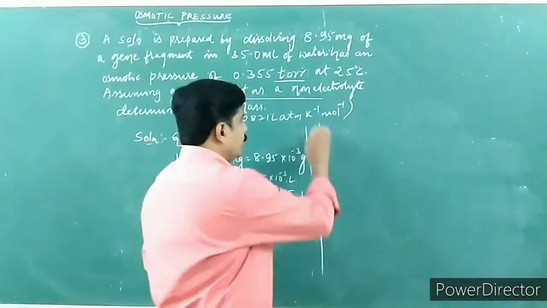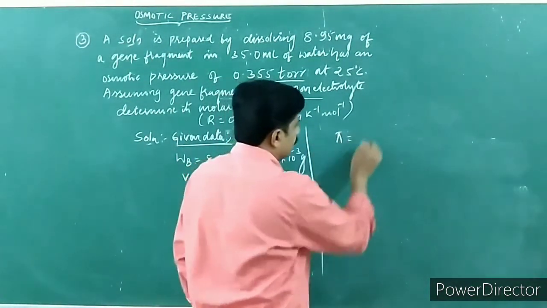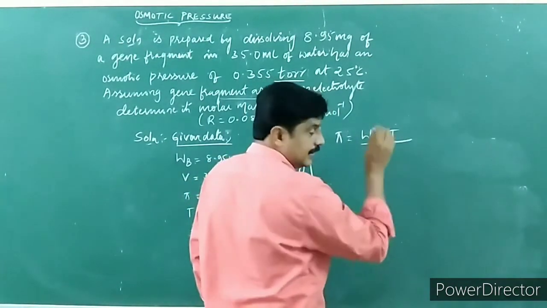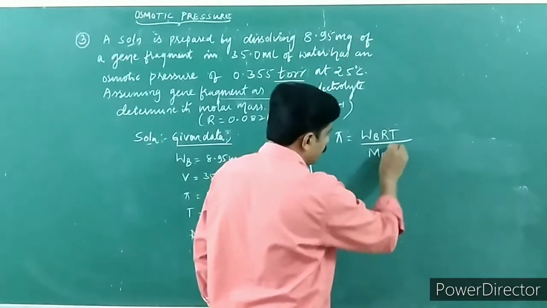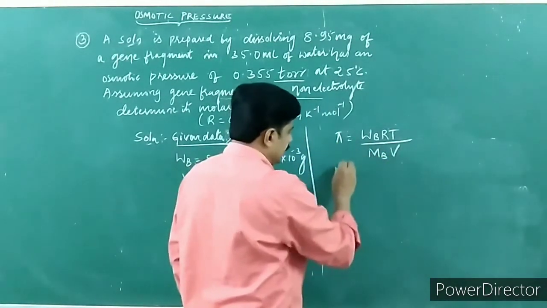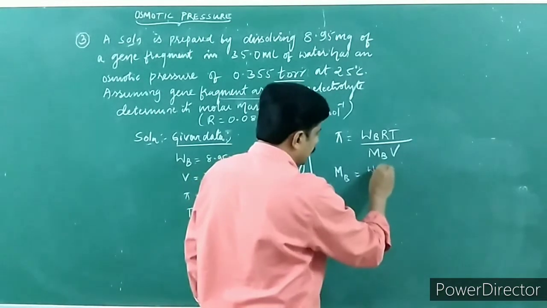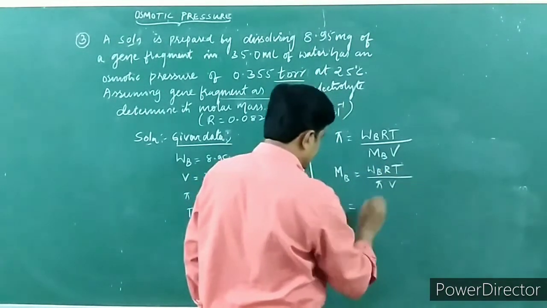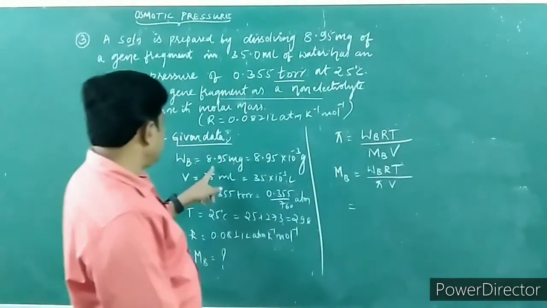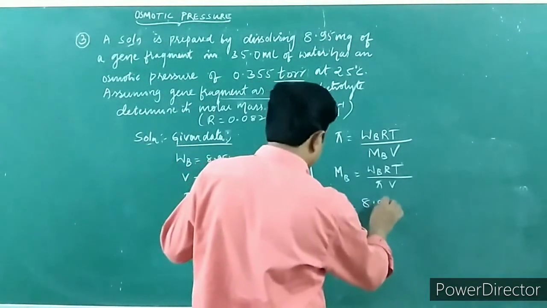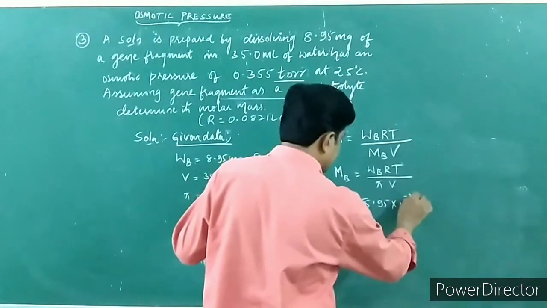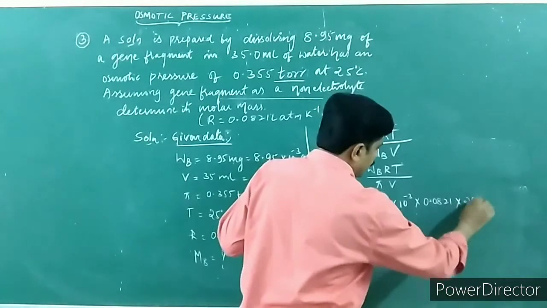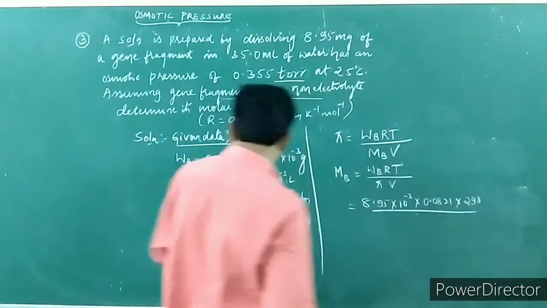Let me find out. You know the formula. Pi is equal to WB RT upon MB into volume. I'll reshuffle. MB is equal to WB RT upon pi into V. I'll substitute the values. What is WB here? WB is equal to 8.95 into 10 to the power of minus 3, into 0.0821 into T, you know, 298. Is it not? Pi is how much here?